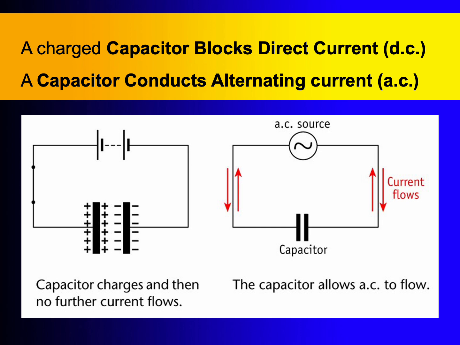Whereas on the right hand circuit, because it's alternating back and forth, changing direction every 100th of a second, it is continually charging and discharging. So your capacitor there allows AC to flow. So we say that a capacitor conducts alternating current and blocks direct current. I'm not going to get you to note this because you've had it before already.